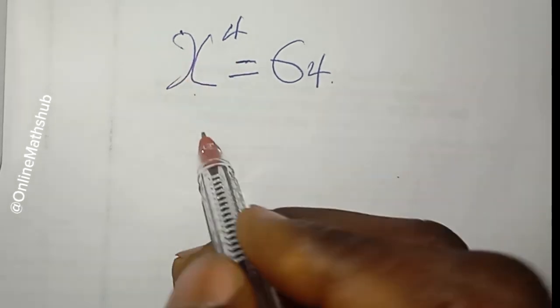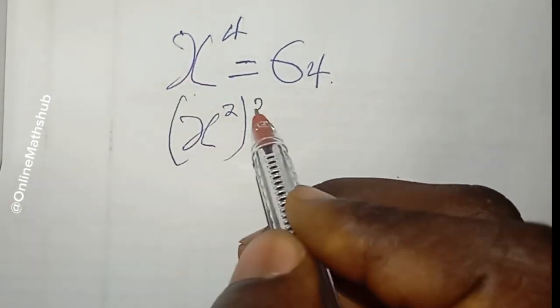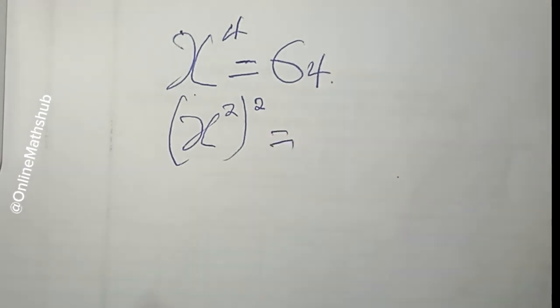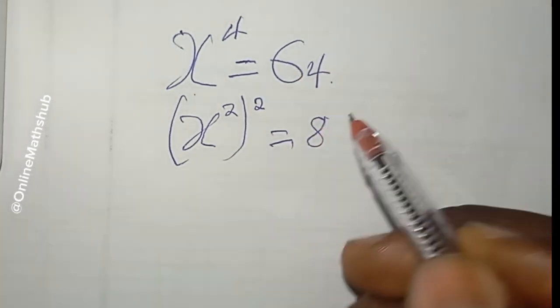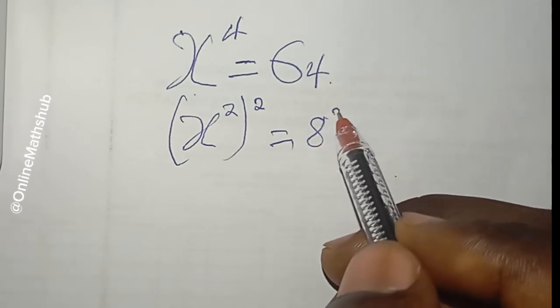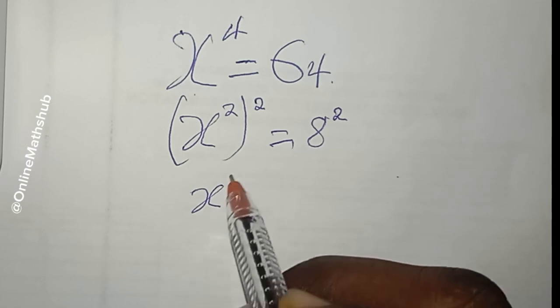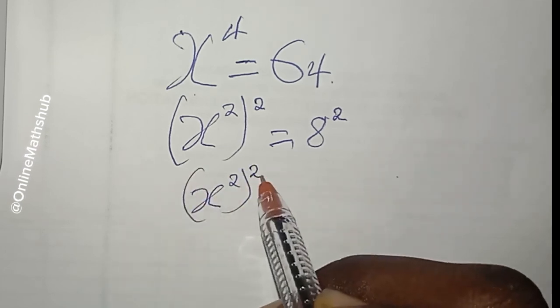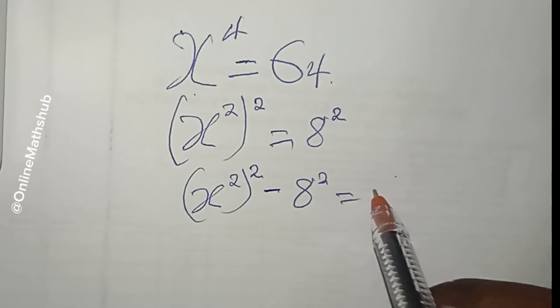So I can actually write this x power 4 as x power 2 raised to power 2 is equal to, even this 64, I can also write it in power of 2 as 8 power 2. Let me subtract this 8 power 2 from both sides so that I'm going to be having x power 2 raised to power 2 minus 8 power 2 is equal to 0.